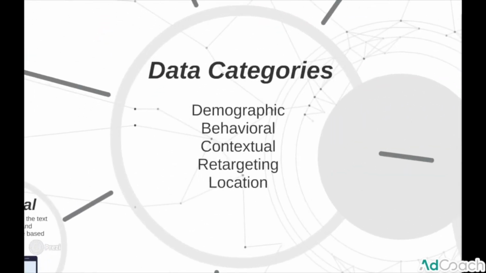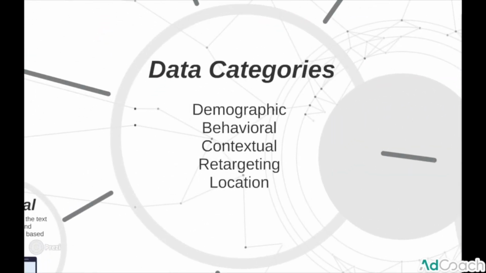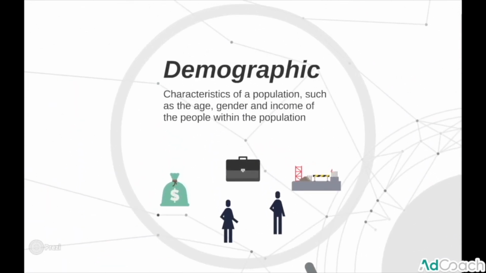Now we're going to move on to data categories. There are 5 categories that we're going to discuss in this course: demographic, behavioral, contextual, retargeting, and location. These are the 5 most common types of data categories that advertisers use to target their ads to the right consumer. Now we're going to start with demographic data. This is characteristics such as population size, age, gender, income, and everything within the population. This is a very broad category.